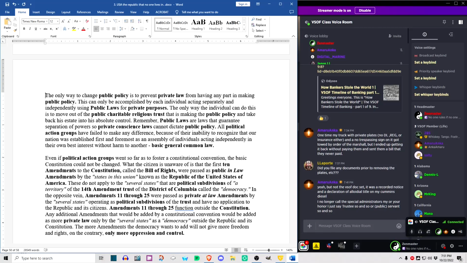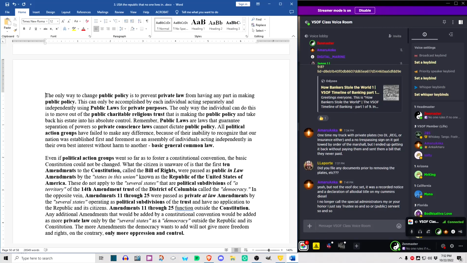Something, things like that, obviously. Can't have that happening. But everything regarding public policy of how they're using it against us is all that special administration of the estate. So anyway, to continue, this can only be accomplished by each individual acting separately and independently using public laws for private purposes.